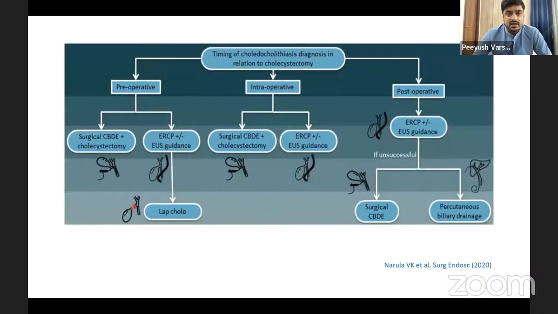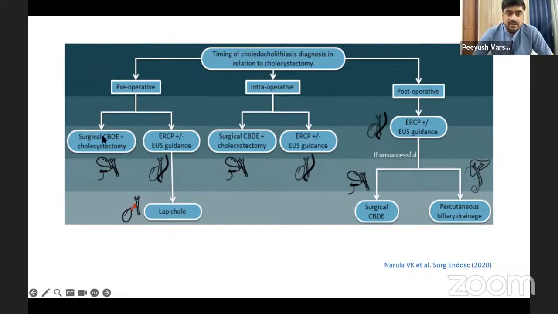So this is my last slide, on timing of how to manage patients with CBD stones with regard to discovery of CBD stones. If diagnosed preoperatively, most common is to get an ERCP clearance followed by a lap chole with a gap of around 12 to 24 hours. That gives an idea whether the clearance is complete, whether there are complications associated with the ERCP such as pancreatitis or bleeding, and if there is any abdominal distension due to insufflation, that also settles down over the next 12 to 24 hours. So this is the most commonly preferred approach.